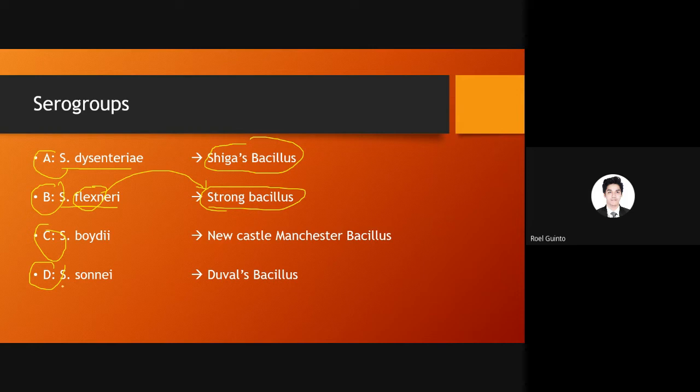Next, serogroup C, which is the Shigella boydii, also known as the Newcastle Manchester bacillus. And of course, the serogroup D, Shigella sonnei or the Duval's bacillus. Tanda lang natin, D. Duval's para hindi malito.